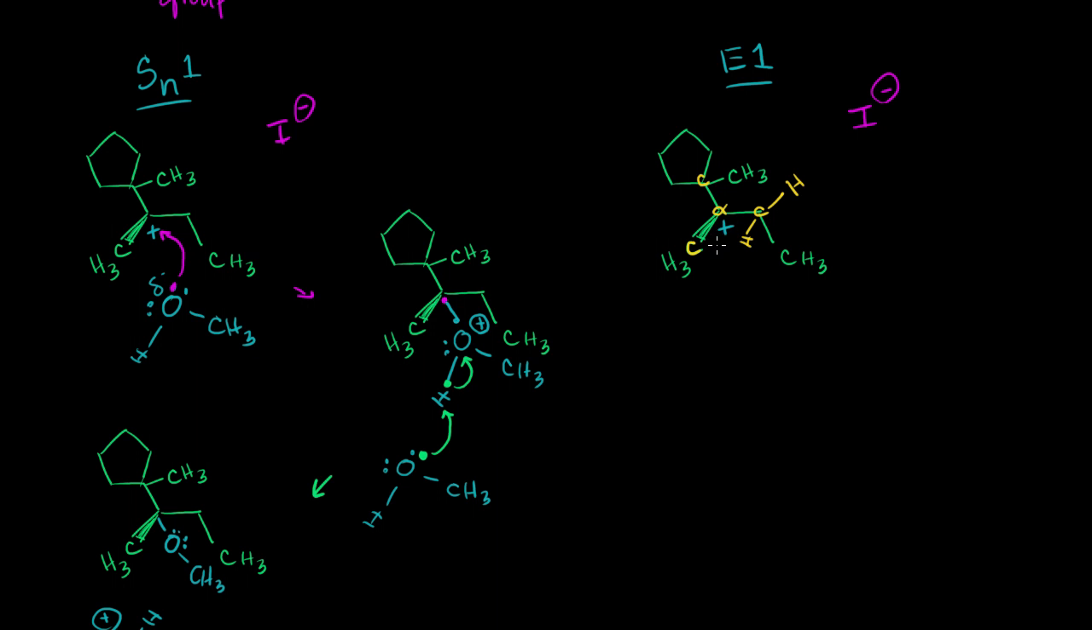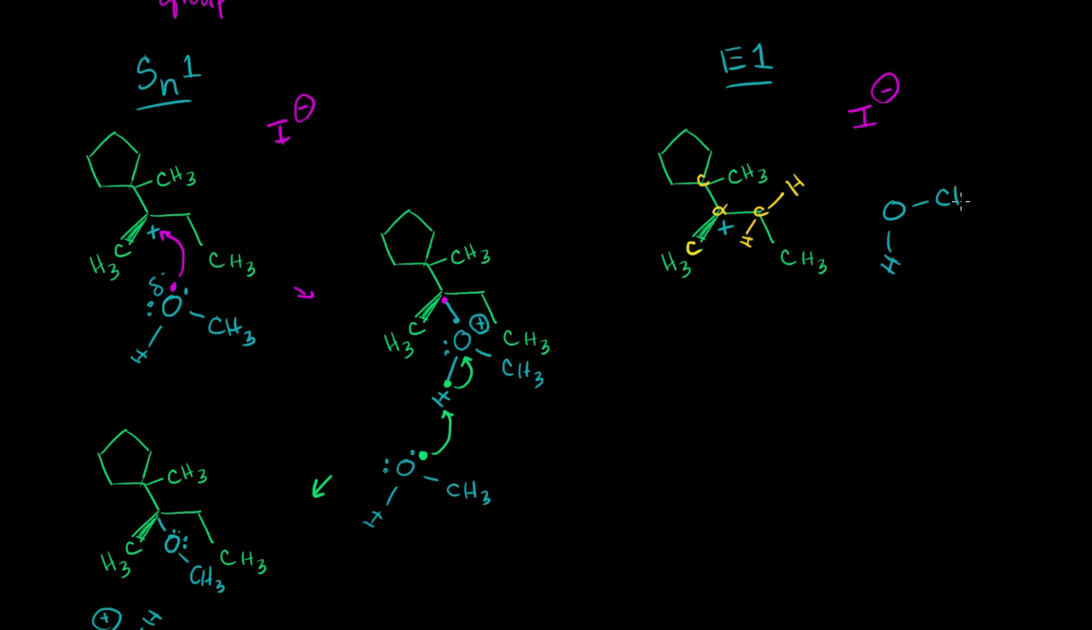Now, Zaitsev's rule tells us that the dominating product is going to be produced when the carbon that has fewer hydrogens loses a hydrogen. So this carbon has 2 hydrogens, this one has 3. The one that's more likely to lose the hydrogen to the base is the one that has 2 hydrogens, not 3. So our base in this case is once again the methanol, which acted as a weak nucleophile in Sn1. Now it'll act as a weak base. So we have methanol right over here.